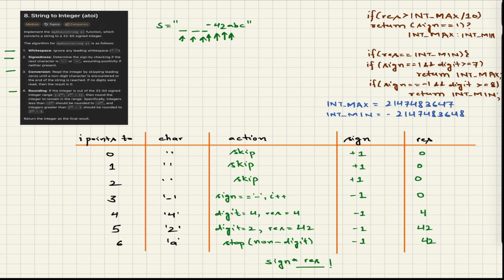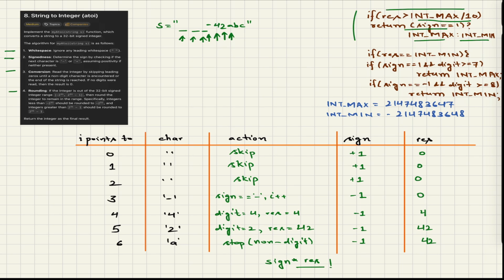So yeah, this was the easy part. Now what we have to manage is the overflow. What happens if my result is greater than INT_MAX divided by 10? What I'll do is check its sign. If it is positive, I'll return INT_MAX, and if it is not positive, I'll return INT_MIN.